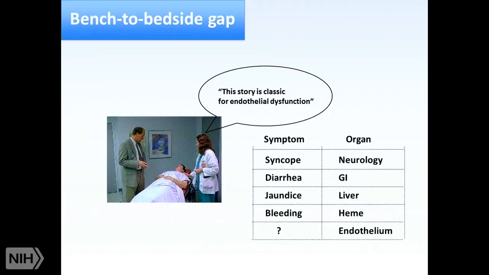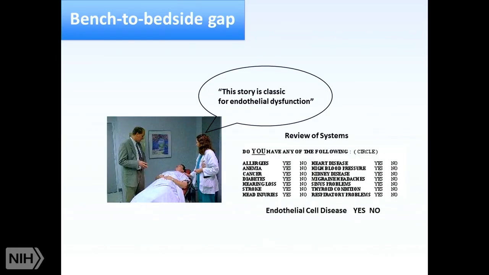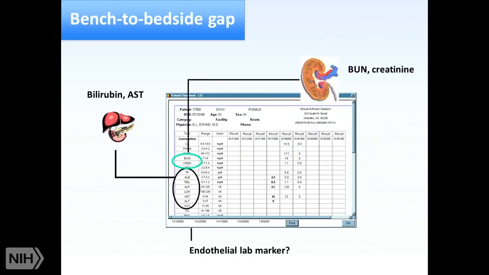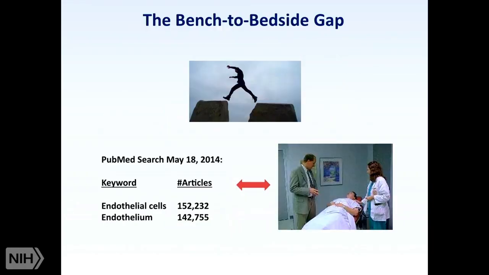There is no syncope, diarrhea, jaundice, or bleeding equivalent for the endothelium. There's no endothelial box that we check off as we move through the review of systems. And the endothelium is not amenable to the traditional physical diagnostic maneuvers of inspection, palpation, percussion, and auscultation. While renal function is readily assayed by BUN and creatinine, liver function by bilirubin and the transaminases, hematological function by the complete blood count, the endothelium continues to defy convenient diagnostic interrogation.